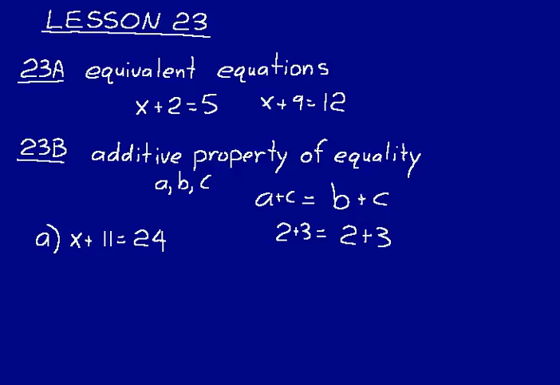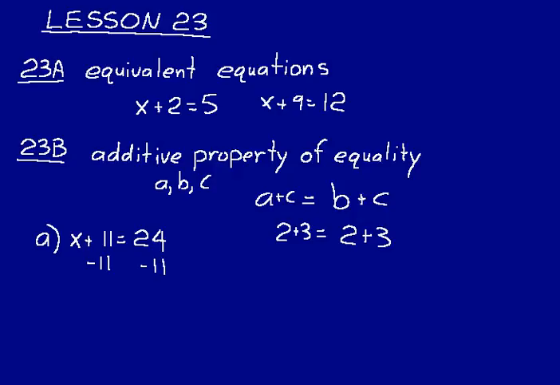We have a conditional equation there, x plus 11 equals 24. There's only one value for x that would make that statement true. And so what you can do on these is, in order to get x by itself and to solve for x, you could add a negative 11 to both sides.